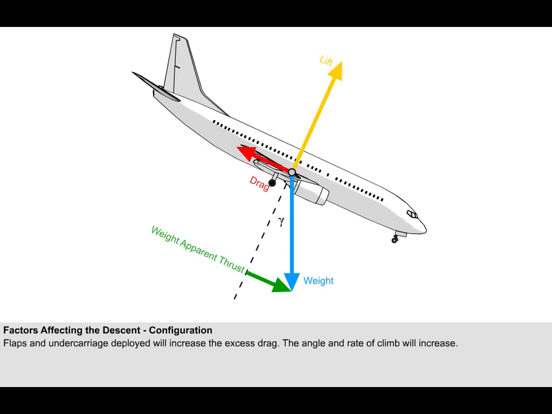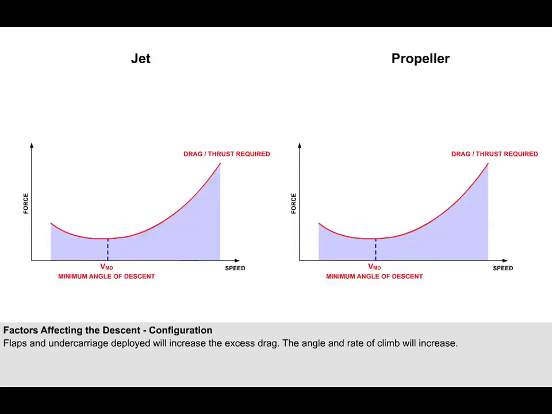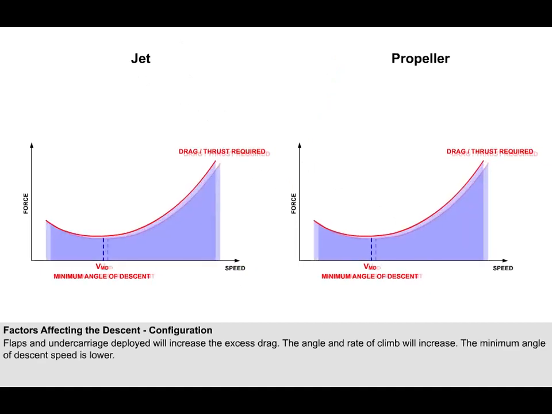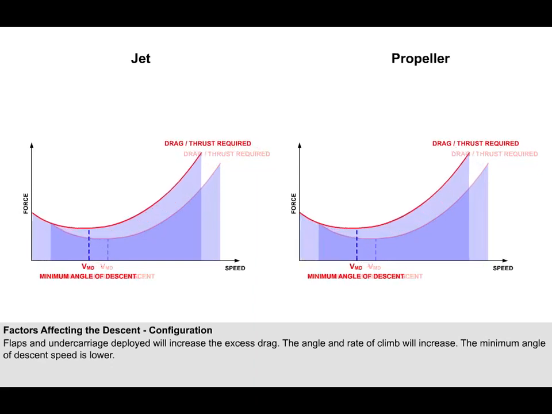The effect of configuration can also be seen using graphs. Shown here are the drag curves for the jet and propeller aeroplane with excess drag shown by the light blue area. With flaps and undercarriage deployed, you will recall that the curves move up and left. This has the effect of increasing the excess drag and therefore increasing the angle of descent for any given speed. Notice too that the speed for the minimum angle of descent, VMD, is lower.